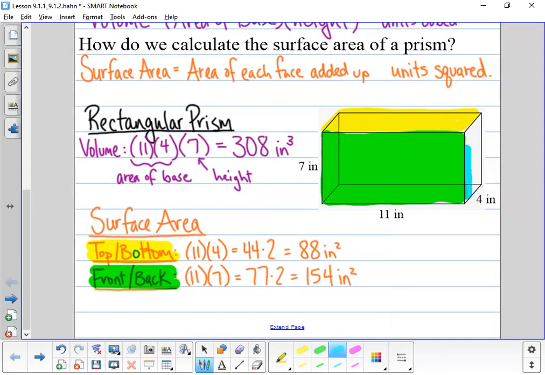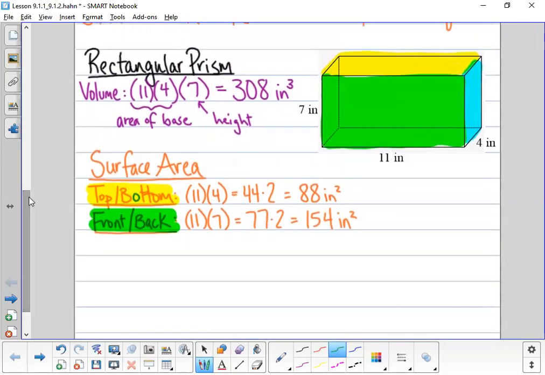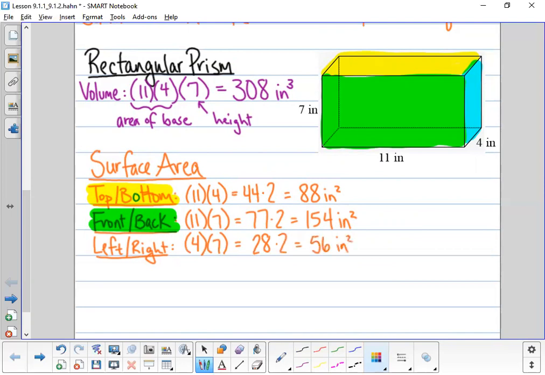And then the final pair of faces that I need to talk about and calculate are the left and the right side. So that's what I have highlighted in blue over there. So for that, we've got the dimensions of 4 and 7. So we're going to do 4 times 7. 4 times 7 is 28. And again, there's 2 of them, so I need to multiply by 2. And that would give me 56 square inches.